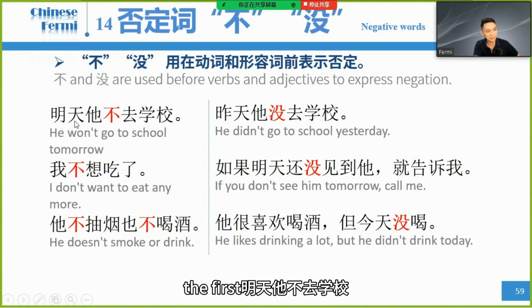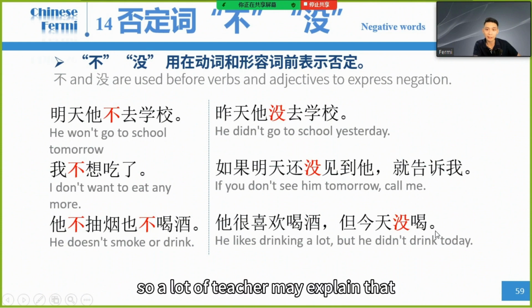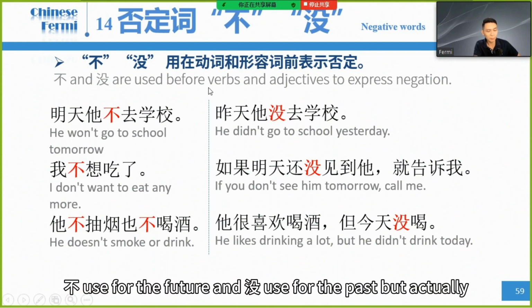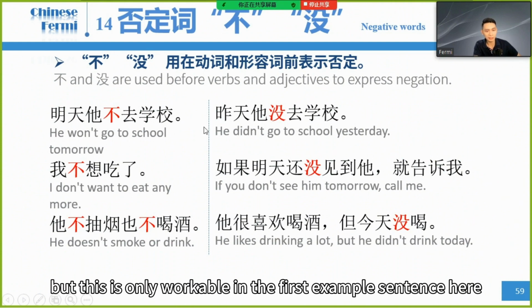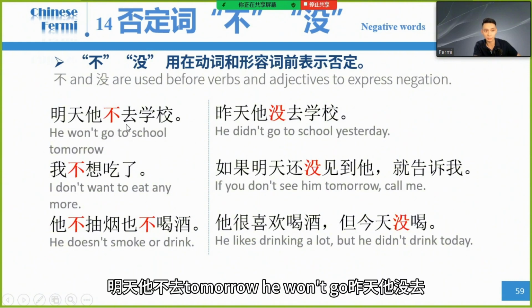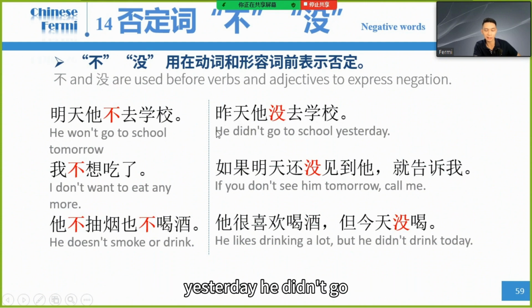The first, 明天他不去学校。昨天他没去学校。我不想吃了。如果明天还没见到他，就告诉我。他不抽烟也不喝酒。他很喜欢喝酒，但今天没喝。So, a lot of teachers may explain that 不 used for the future and 没 used for the past, but this is only workable in the first example sentence here. 明天他不去 tomorrow he won't go. 昨天他没去 yesterday he didn't go.